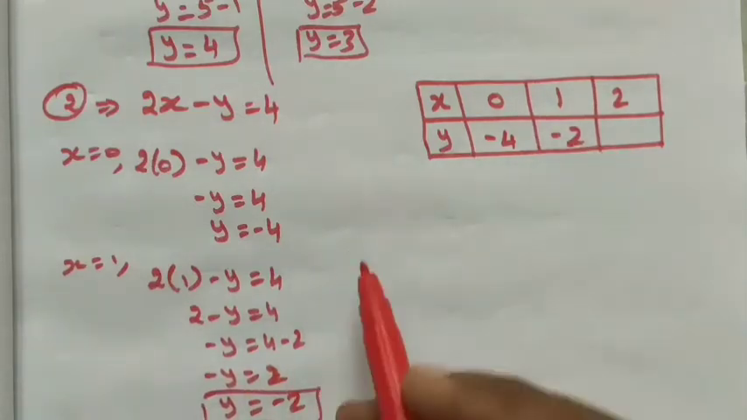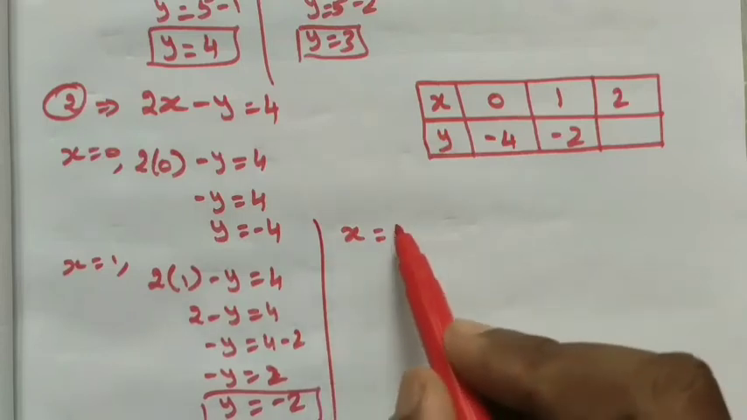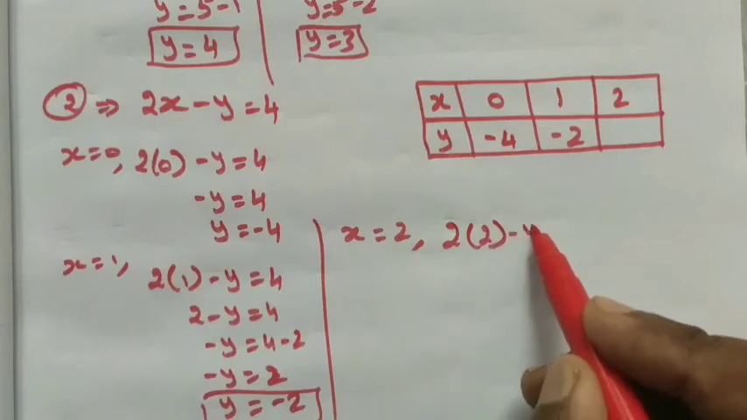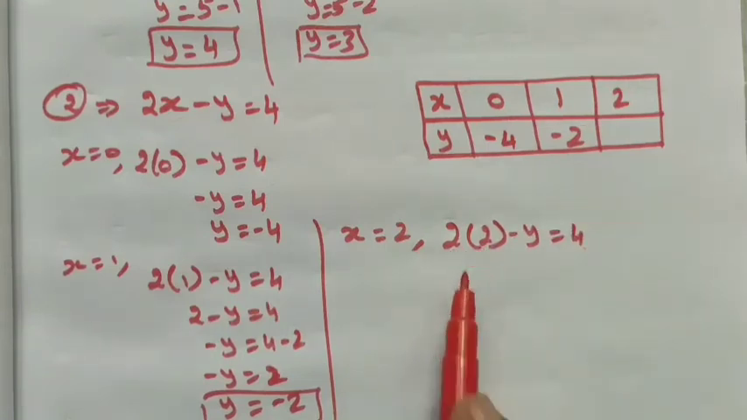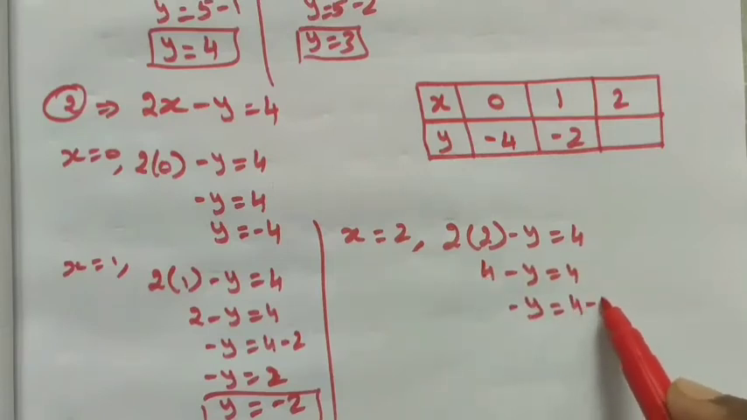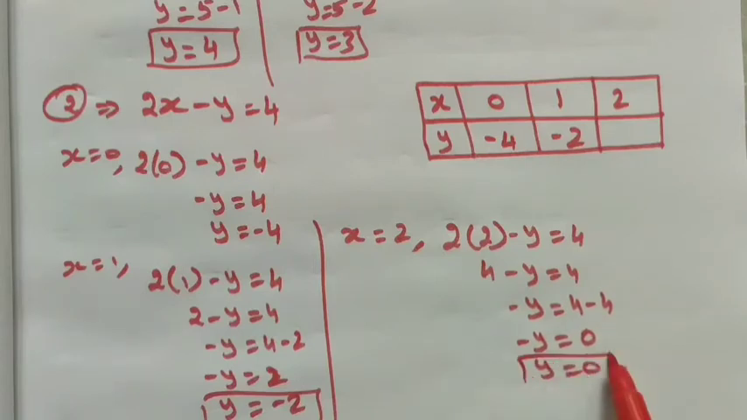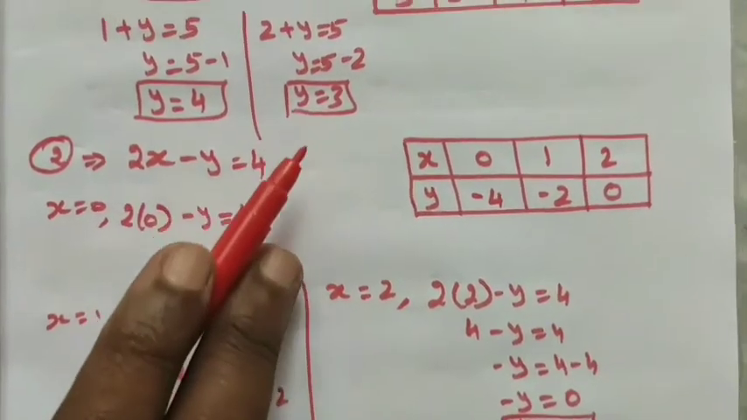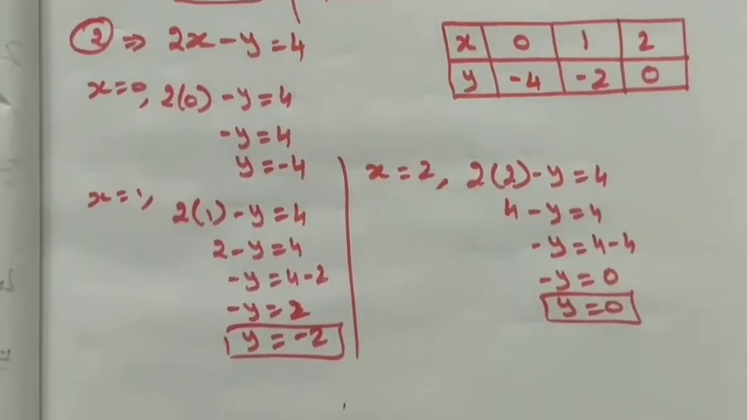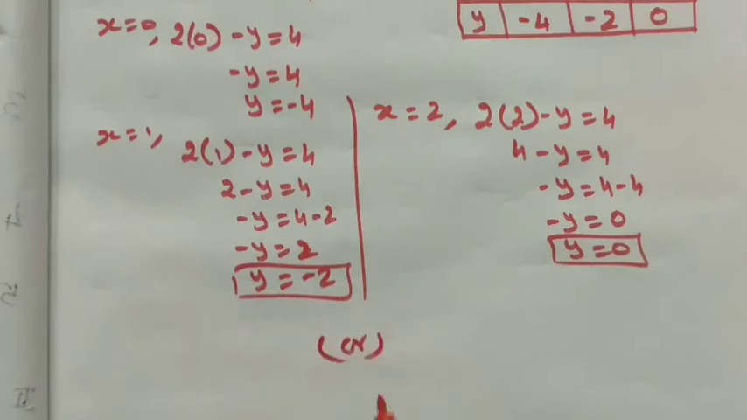And then the next one, x is equal to 2. We get 2 into 2 minus y is equal to 4. Then 2 into 2 is 4, minus y is equal to 4. I take this 4 to the other side. Minus y is equal to 4 minus 4, minus y is equal to 0. Then y is equal to 0. This is one of the methods to find the points of x and y to draw the graph. And we can follow another method also.